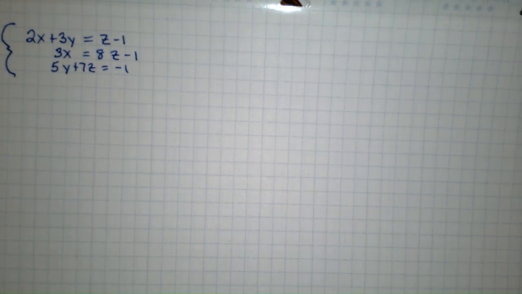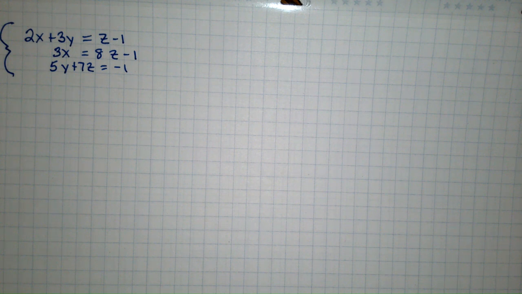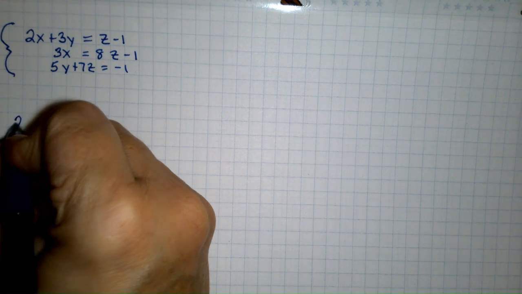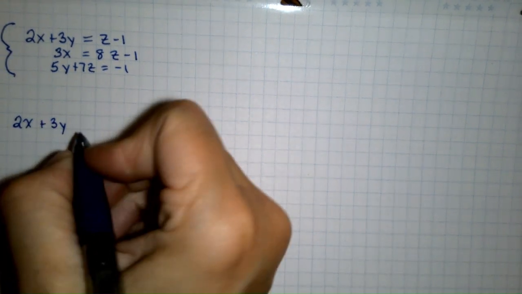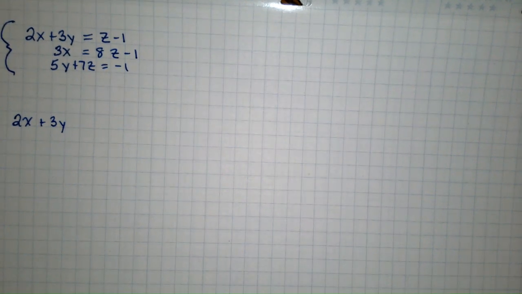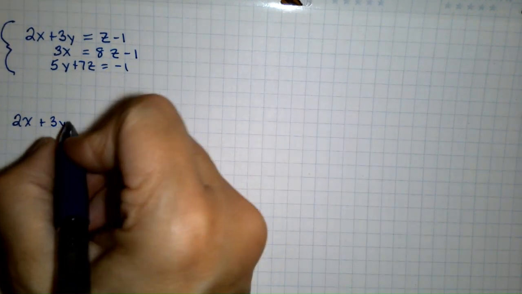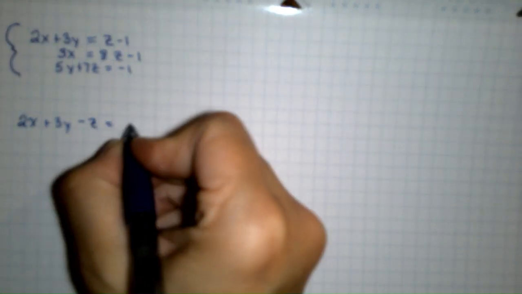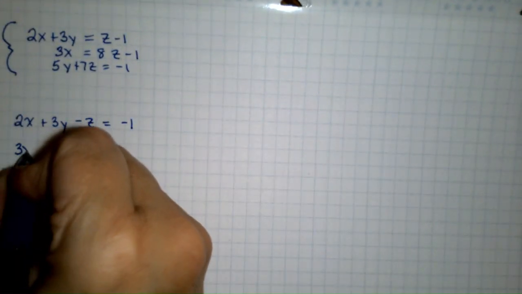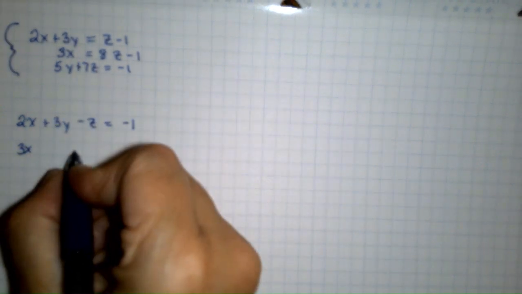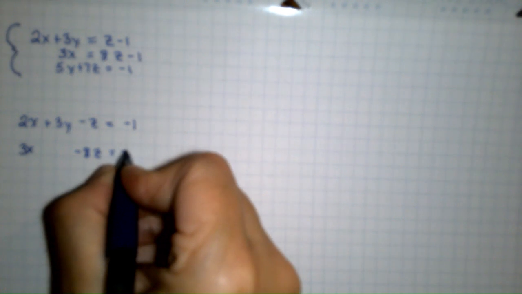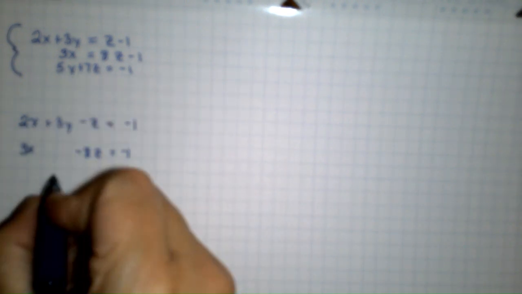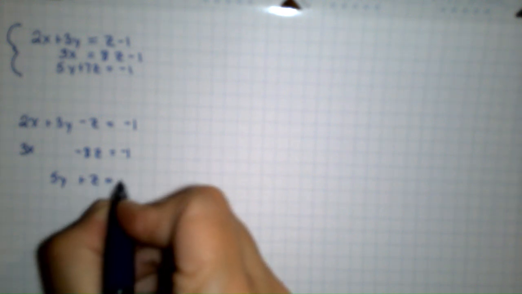In our next example, you might notice that it's kind of a crazy jumbled mess. We've got variables on the left, we've got variables on the right, they just are not lining up. So we're going to go ahead and take the time to line them up first. So 2x plus 3y, I'm going to subtract the z over, and that'll leave me with that constant on the right. I'm going to put the 3x underneath the 2x. I'm going to move the 8z over by subtracting it. I'm going to put it under my other z. And then I'm going to line my 5y and my 7z up below as well.